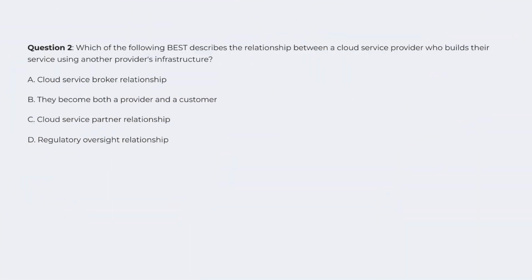Question 2. Which of the following best describes the relationship between a cloud service provider who builds their service using another provider's infrastructure? A. Cloud service broker relationship. B. They become both a provider and a customer. C. Cloud service partner relationship. D. Regulatory oversight relationship.